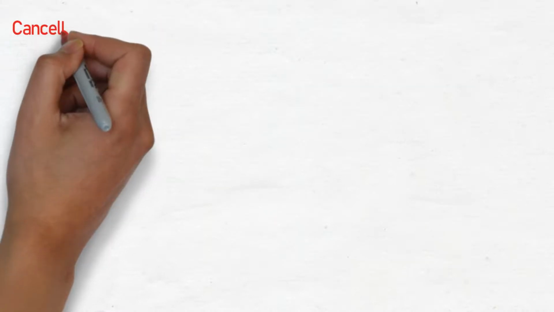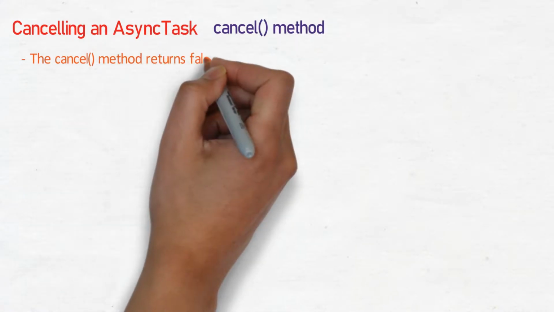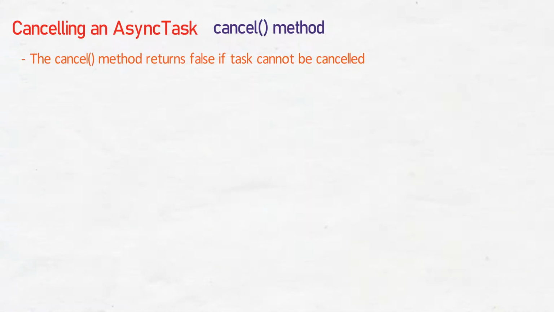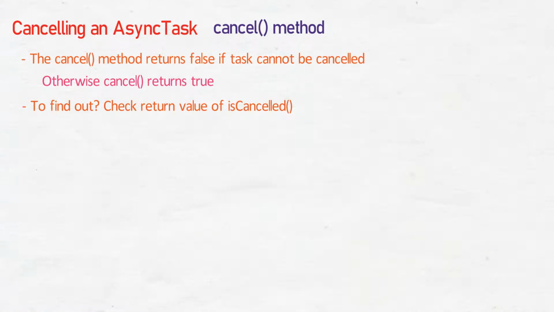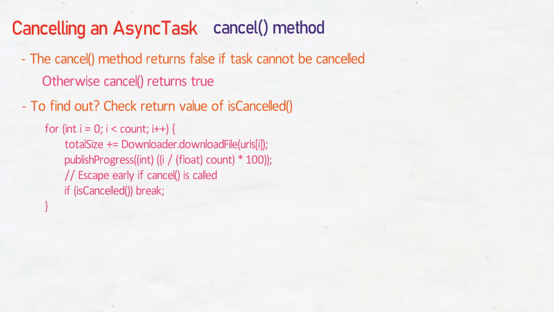You can cancel a task at any time from any thread by invoking the cancel method. The cancel method returns false if the task could not be cancelled, typically because it has already completed normally. Otherwise, cancel returns true. To find out whether a task has been cancelled, check the return value of isCancelled periodically from doInBackground, for example from inside a loop as shown in the example. The isCancelled method returns true if the task was cancelled before it completed normally.